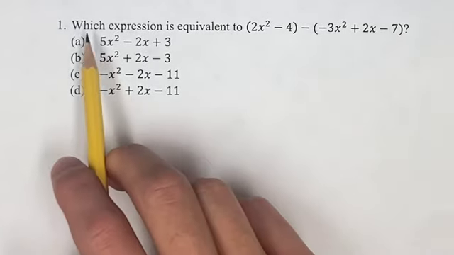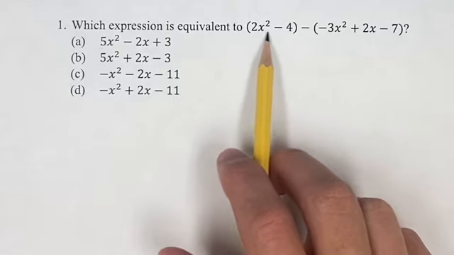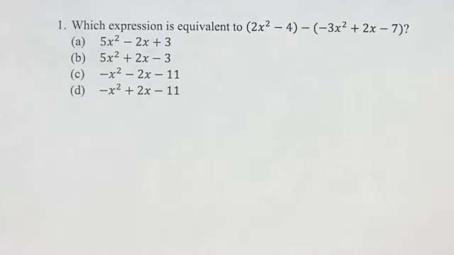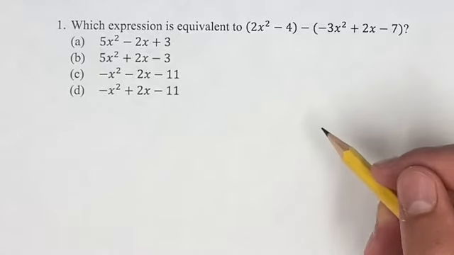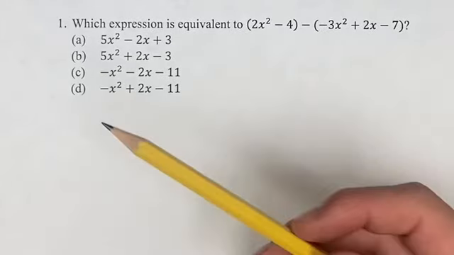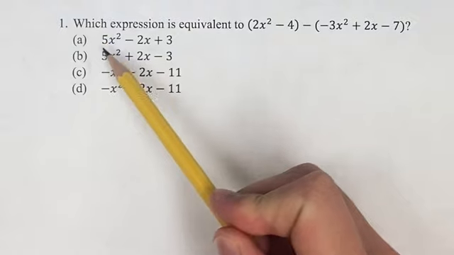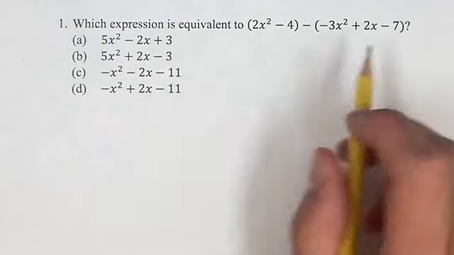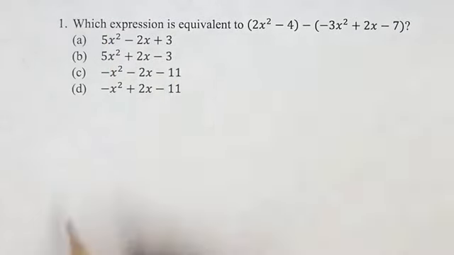In this problem we're asked which expression is equivalent to 2x squared minus 4 minus, in parentheses, negative 3x squared plus 2x minus 7. So what we're going to try and do here is combine like terms so that we have one x squared term, one x term, and one constant. So rewriting this right here, 2x squared minus 4, then minus negative 3x squared plus 2x minus 7.